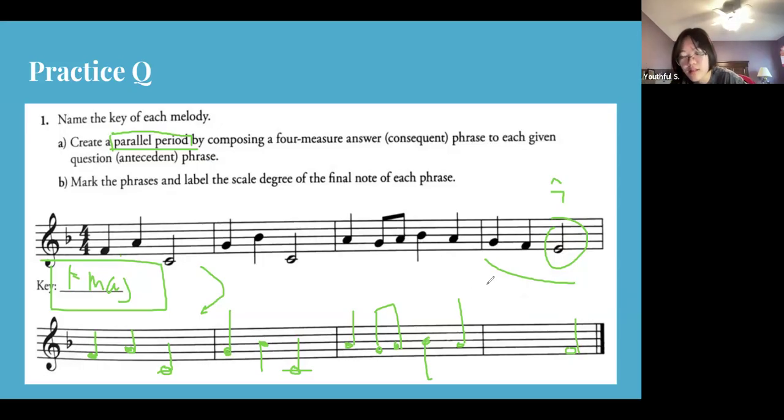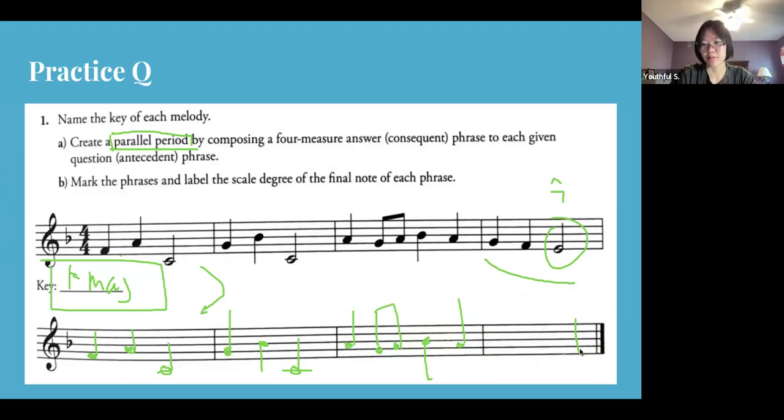And then, what should I do here? I'll just go G, E, F. That's also fine. It doesn't matter too much what you do, as long as it makes sense and it doesn't sound weird. So that's one example of what you could do. And then you could even end on the third scale degree if you want.